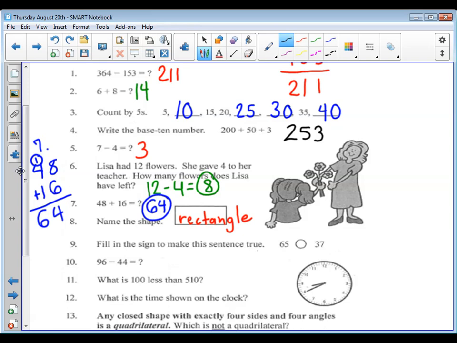Number 9, fill in the sign to make this sentence true. I like to think of my greater than or less than signs as a crocodile's mouth, because let's be honest, that's pretty cool. The crocodile is always going to eat the larger number, and that's my way of being able to figure it out. 65 is larger than 37, so wait for it. Bam! 65 is greater than 37.